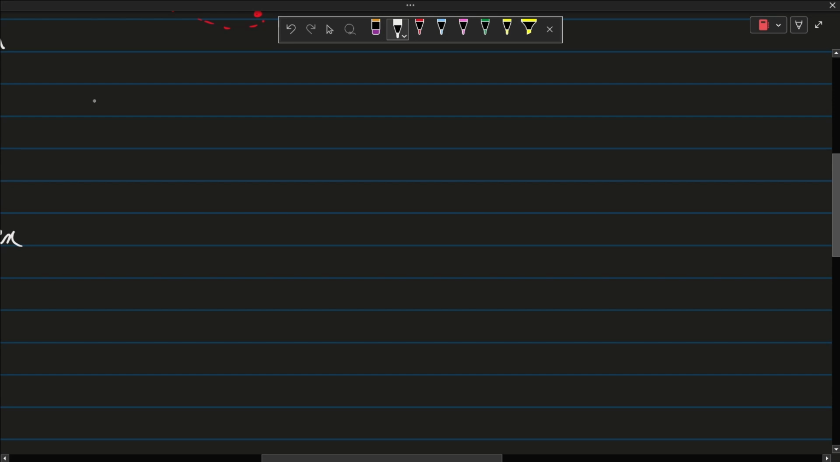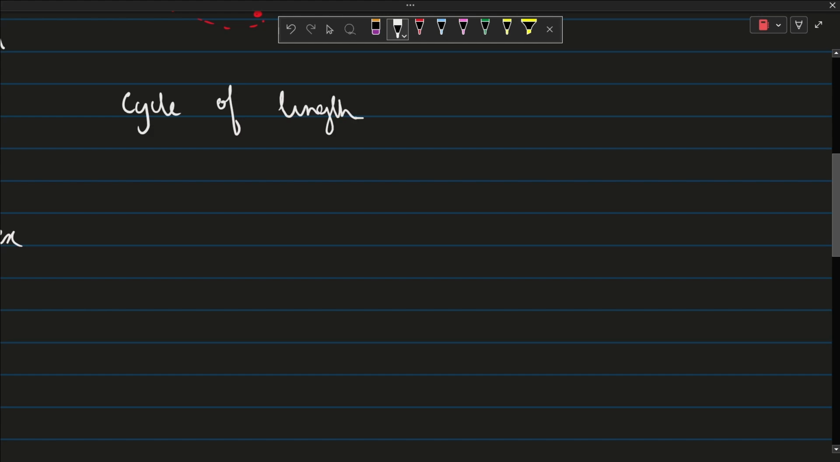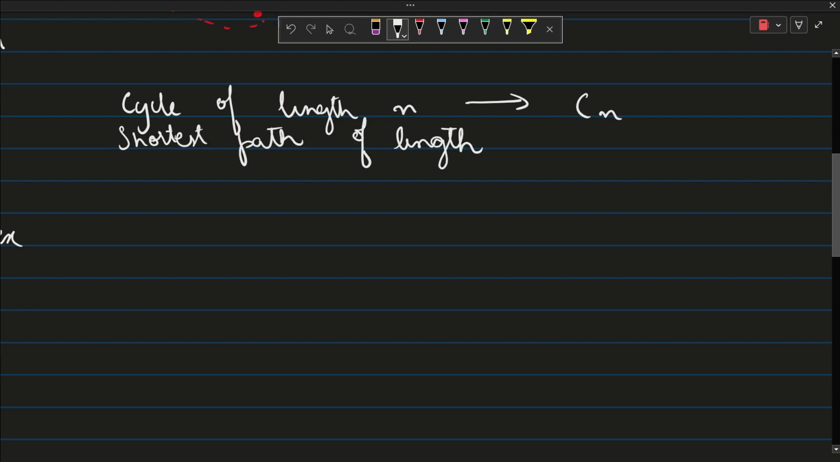So now that we have finished what is a bipartite graph, partitioning of graphs and all, let's go to the next topic. A cycle of length n is represented as Cn. A path of length n is represented by Pn. Path of n, cycle of n.